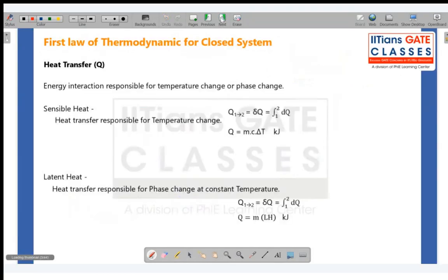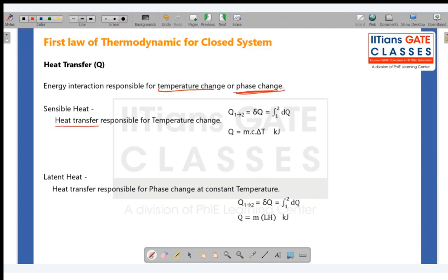Okay, let's move ahead. Now, what is heat transfer? Basically, heat transfer is whenever energy interaction takes place that is responsible for either temperature change or phase change. If any energy is coming inside, enthalpy comes. Yes, we will discuss that. Don't worry. Enthalpy we'll discuss today. So whenever energy is coming in or going out and it is causing either temperature change or phase change, you can say that heat transfer is happening.